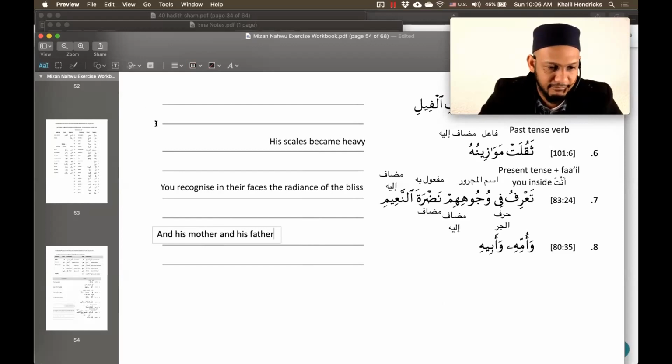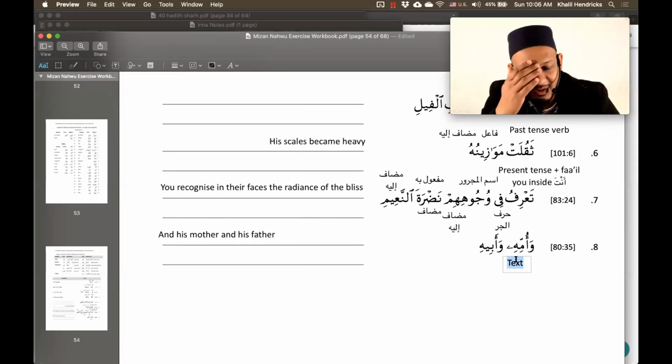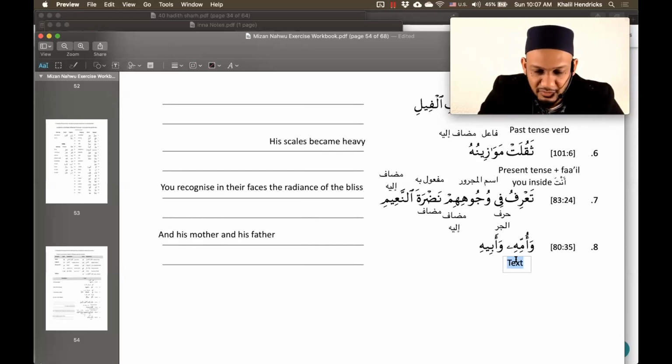Maulana, how do you know that the first wa isn't a harful jar? Oh, because I know the context. It's unlikely that Allah is going to take an oath by someone's mother. I mean, it's possible, but the other wa isn't a wa of oath, like wallahi, wadduha, wa shamsi. You with me? Good question.